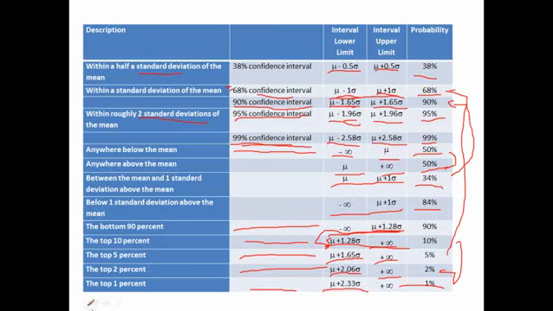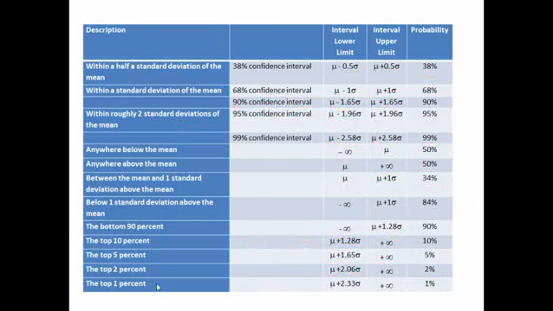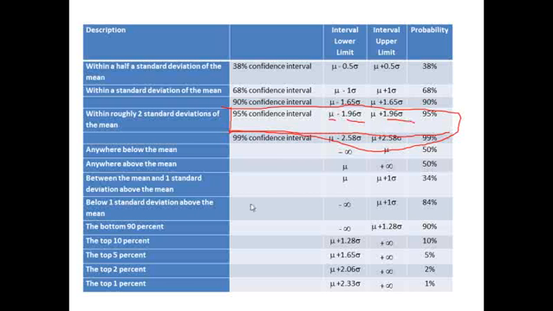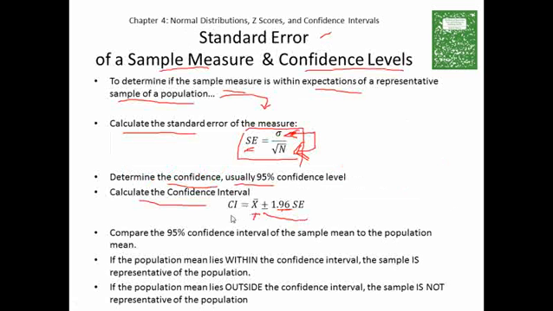Here. Let me erase everything on this. We have the 95% confidence interval defined right there. And it says I need the range from the average less 1.96 standard deviations to plus 1.96 standard deviations. So I'll take my confidence interval to be my measurement that I have of my sample plus or minus 1.96 standard errors.